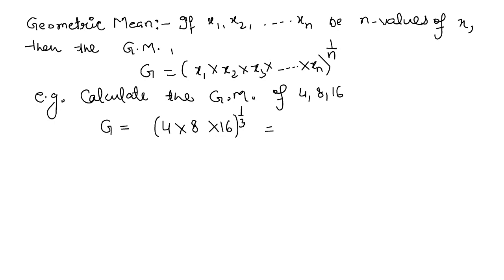32 is wrong, Vikrant. Cube root of 4 into 8 into 16. Its cube root is equal to, yes, 8 is the correct answer. So geometric mean of these three numbers is 8. Yes, right. This is the correct answer.